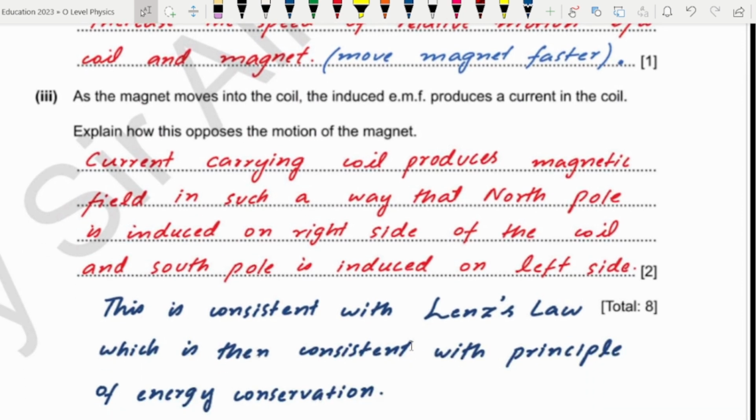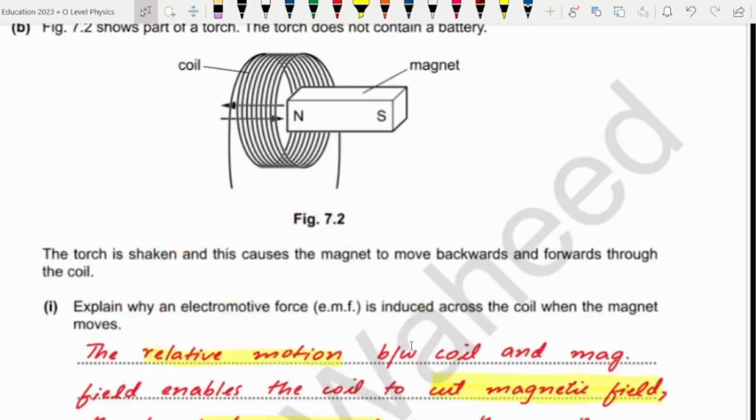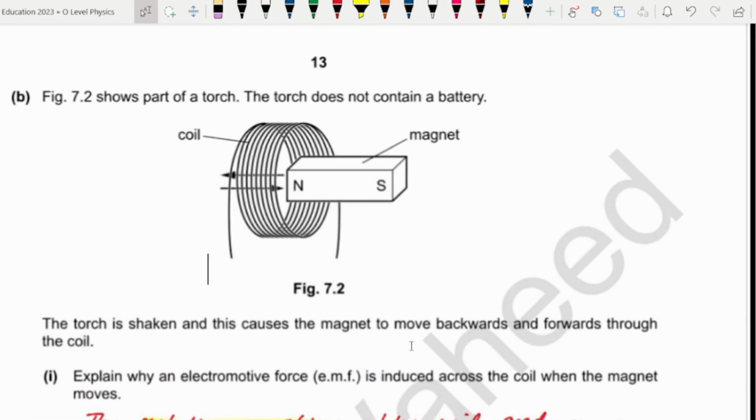As the magnet moves in the coil, the induced EMF produces current in the coil. Explain how this opposes the motion of the magnet. So this one is related to Lenz's law.